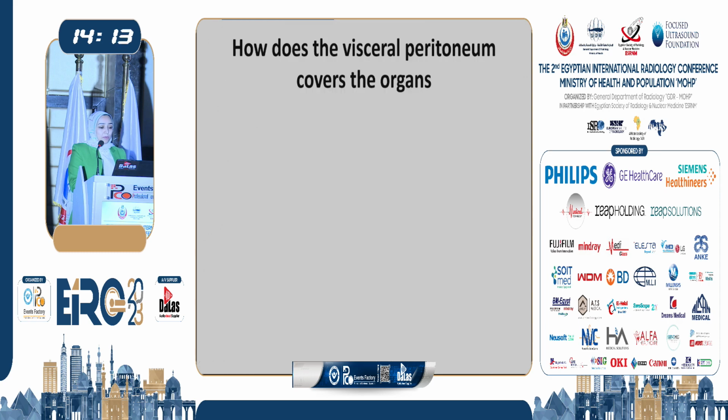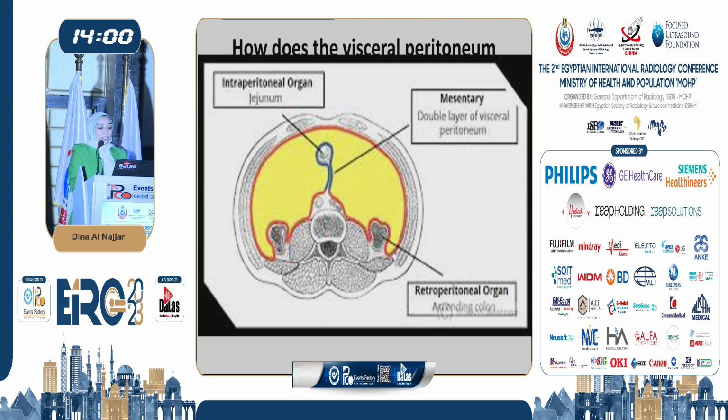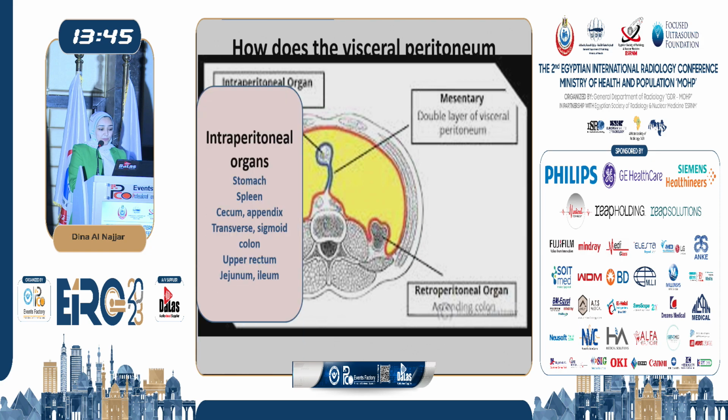How does the visceral peritoneum cover the organ? There are three ways the visceral peritoneum covers the organs. Organs in the abdomen are categorized based on how the visceral peritoneum covers them. We have intraperitoneal organs that are covered by visceral peritoneum from all different sides. And mesoperitoneal organs are covered from 3 different sides only, while the retroperitoneal organs are covered from only one direction. The intraperitoneal organs are stomach, spleen, cecum, appendix, transverse and sigmoid colons, upper rectum, jejunum, and ileum.